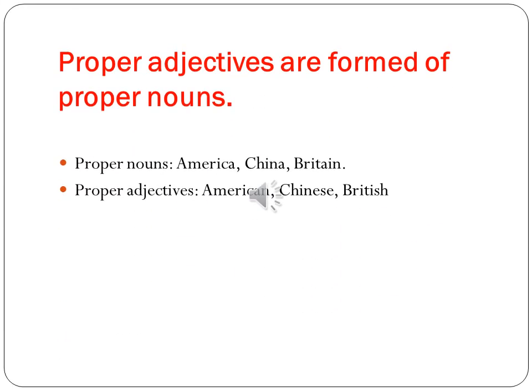Other types of adjectives are related to proper nouns. So proper nouns like America, China, Britain, Egypt, Jordan, these are proper nouns, and we can form proper adjectives from them like American, Chinese, British, Jordanian, Egyptian, Saudi. All these are adjectives.